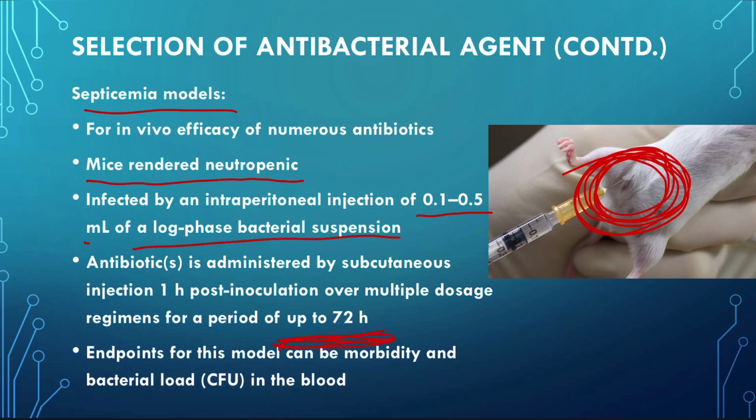And in this model the endpoints are very simple. Either we can look for the morbidity, or we can look for the bacterial load, that is the colony forming units present in the blood, by doing the blood sampling of the mice.